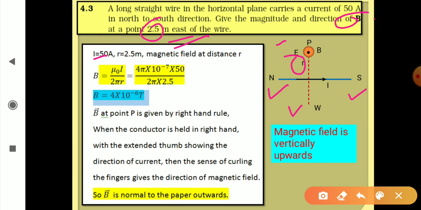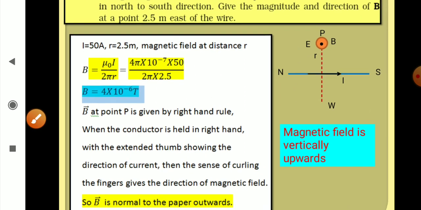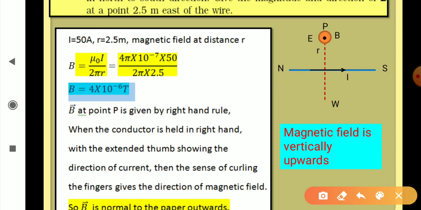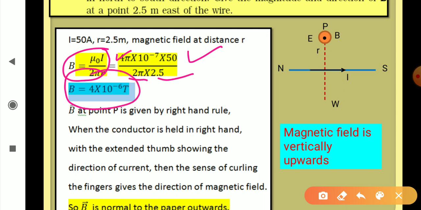So the current given is 50 ampere, distance is 2.5 meter, and magnetic field at distance r is given by this relation, mu naught I upon 2 pi r. You know the value of mu naught, 4 pi into 10 to the power minus 7. Current is 50 ampere upon 2 pi and r is 2.5 meter. So the magnetic field comes out to be 4 into 10 raised to the power minus 6 Tesla.